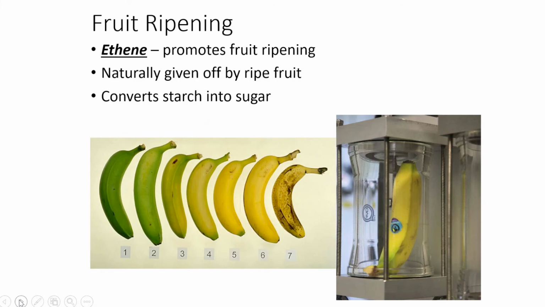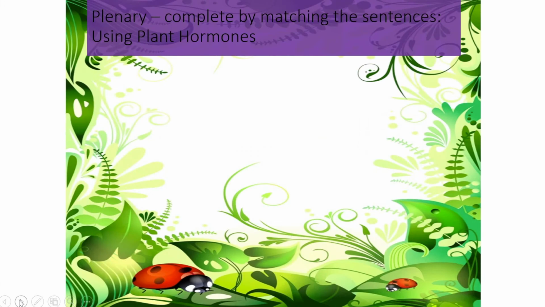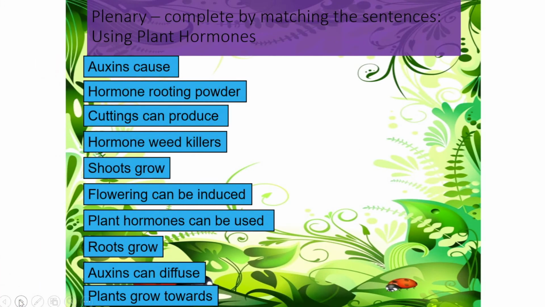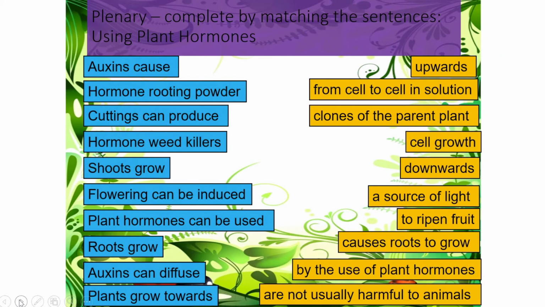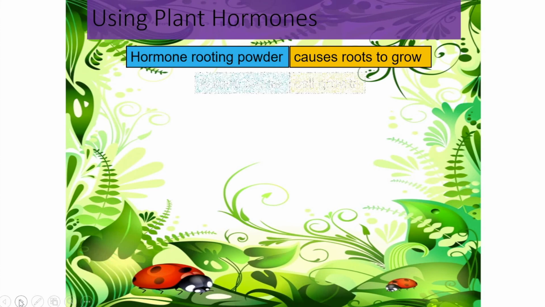It's used in fruit ripening. If you've ever noticed putting a banana near the rest of your fruit in the banana bowl, it will actually cause the other fruits to start to ripen because of the hormones that are given off by ripe fruit. Ethene is also used to promote fruit ripening in the fruit industry. It converts starch into sugar, so ripening our banana. Last task, complete by matching the sentences using plant hormones. And these are the answers.